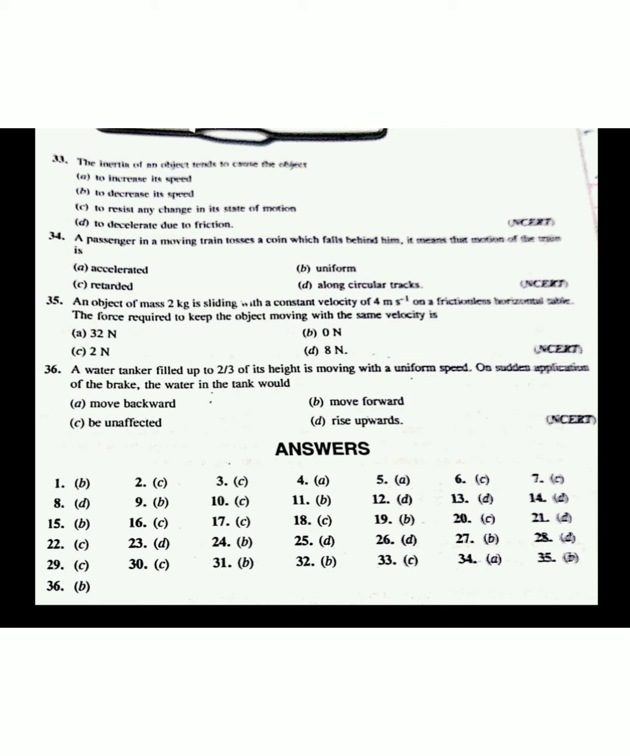A passenger in a moving train tosses a coin which falls behind him. It means the motion of the train is? What type of motion is it? Next question: an object of mass 2 kg is sliding with a constant velocity of 4 meter per second on a frictionless horizontal table. The force required to keep the object moving with the same velocity is? Find out. Balanced force or unbalanced, or what is the value of the force.